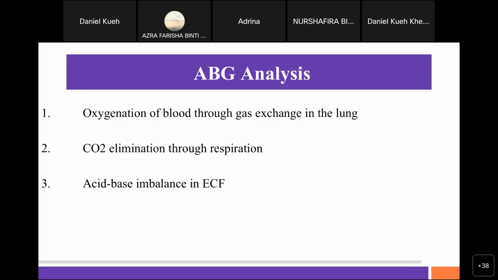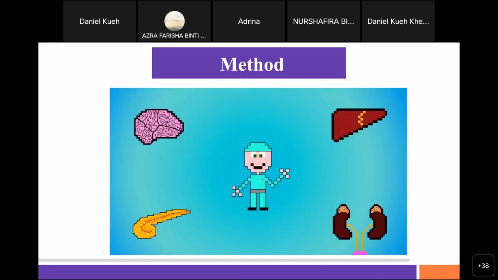From the ABG analysis itself, you can see the effectiveness of oxygen exchange, oxygenation of blood through gas exchange in the lung. You also can see the CO2 elimination through respiration, and then you can detect acid-base imbalance in the body. So now I'll show the video on how to take an ABG. Never mind, since I cannot play the video, but I already sent it in the group.